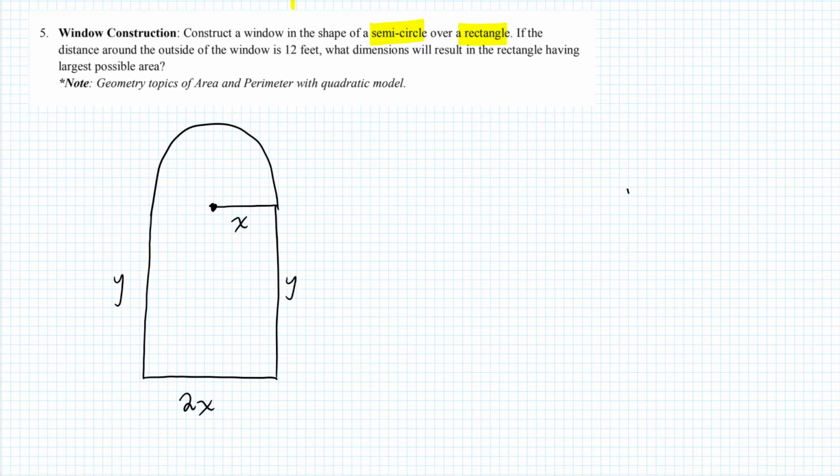I'm going to call this y. And so if I'm looking at what's my function that I'm trying to optimize, in this case I'm trying to maximize because I want the largest possible area, it's going to be area as a function of x and y. And the first part I need is what is the area of that rectangle. So the rectangle is going to be 2x times y.